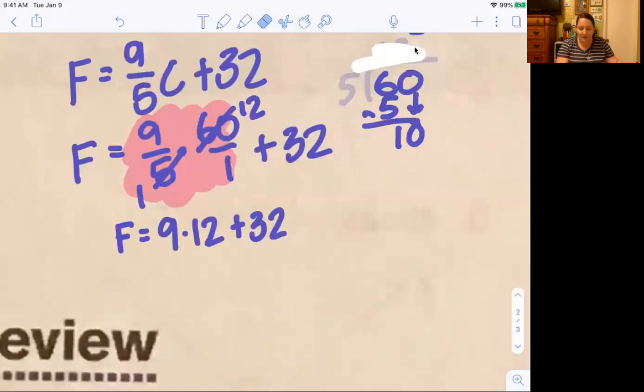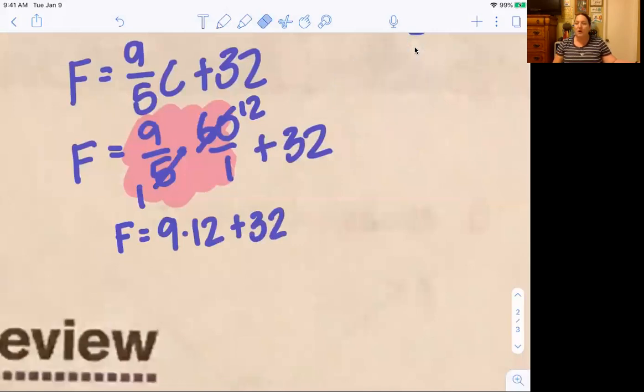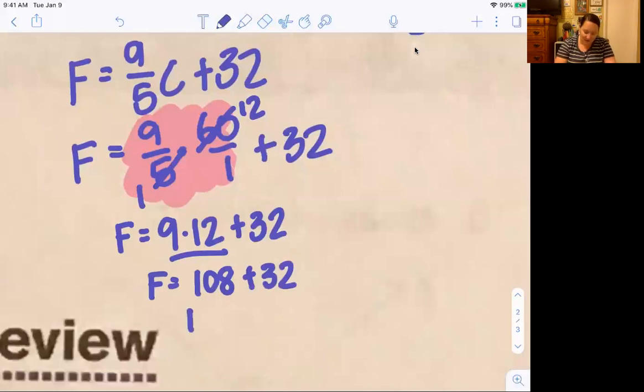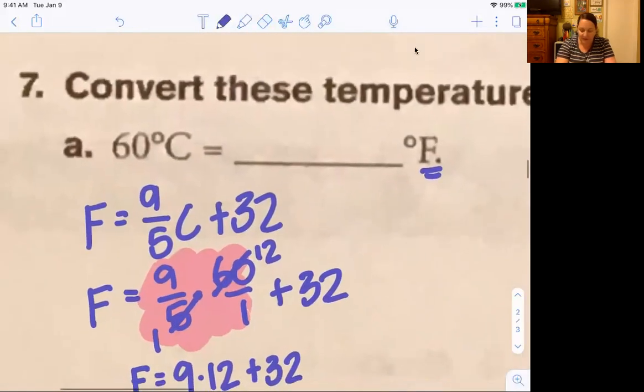Let's think about our PEMDAS. Whenever we're dealing with multiple computations, with PEMDAS, are we going to do 9 times 12 first or 12 plus 32 first? 9 times 12. Okay, so let's do 9 times 12. What is 9 times 12? 108. So F equals 108 plus 32. What's 108 plus 32? 140. So our Fahrenheit equals 140 degrees. And we can put that in the blank here too.